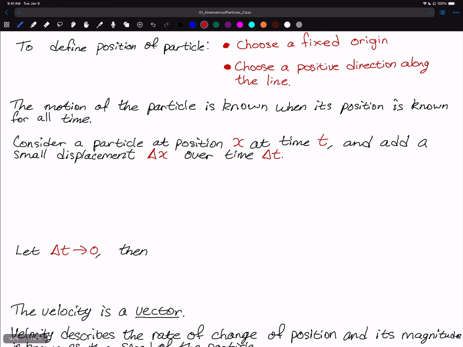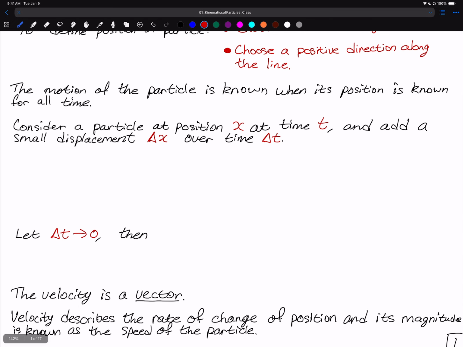Okay. So let's consider a particle at position x at time t, and we're going to add a small displacement delta x over some time delta t. So let's go ahead and draw our line. Here's our line. Here is our origin. Here is the particle at time t. And then here is the particle at time t plus delta t.